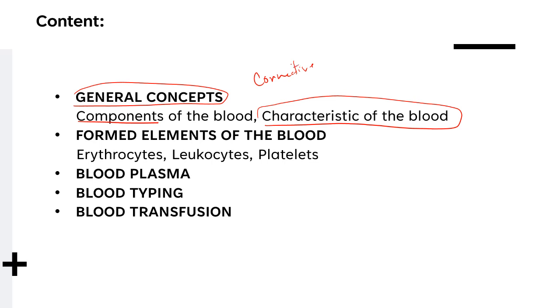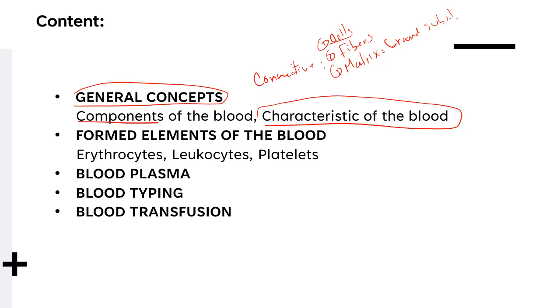And as a general rule, connective tissue, you know from AP1 that there are many types of connective tissue, but all connective tissue will have three major components. We'll have cells, we'll have fibers, and we'll have a matrix. This is sometimes referred to as the ground substance.